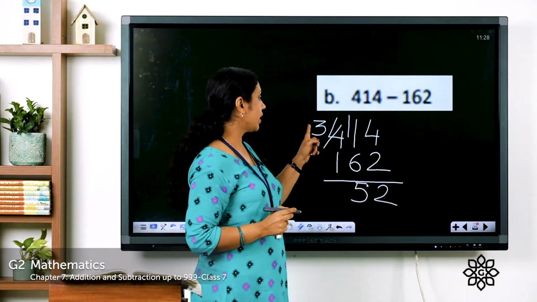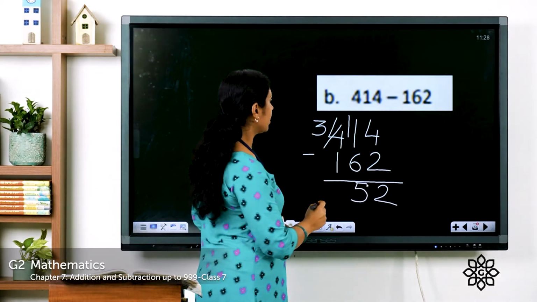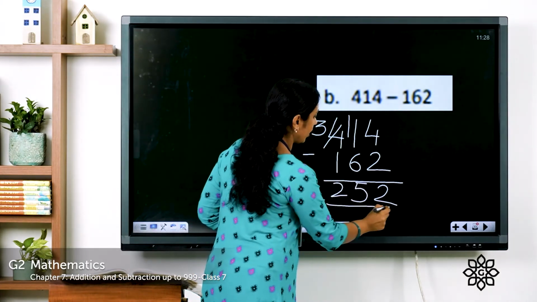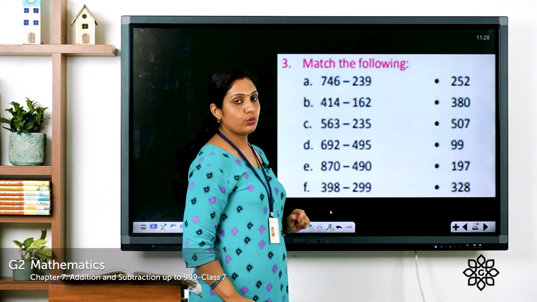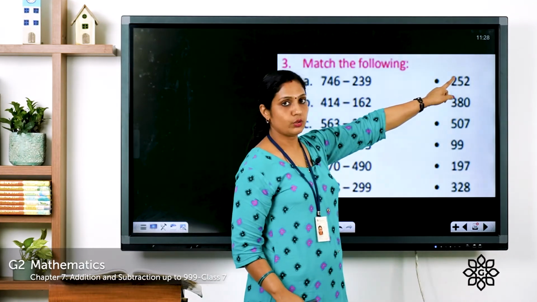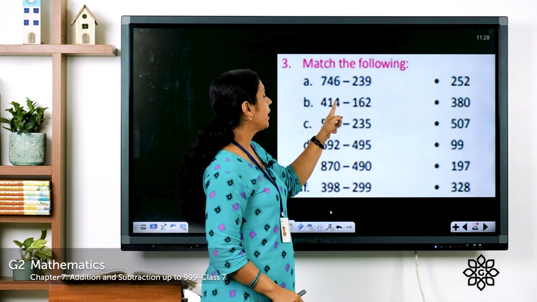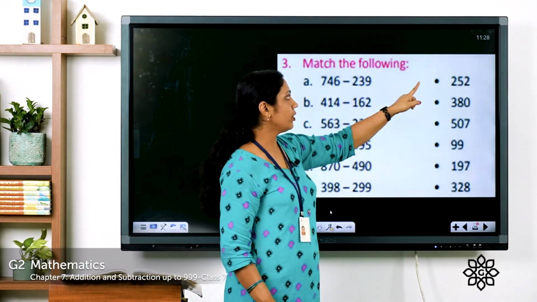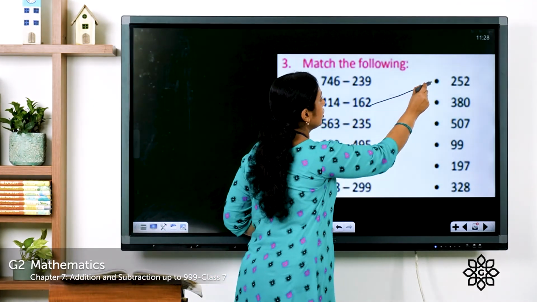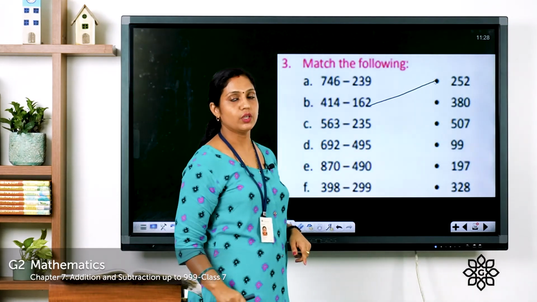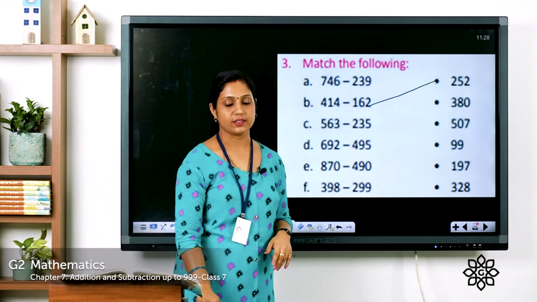And in the hundreds place we have 3 minus 1. And 3 minus 1 is 2. So find out the number 252. So where is 252 here? We have 252 here. So for 414 minus 162, we get the answer 252. So you can match. So draw a line from here to the answer 252. Likewise, you can complete the rest of the exercises.